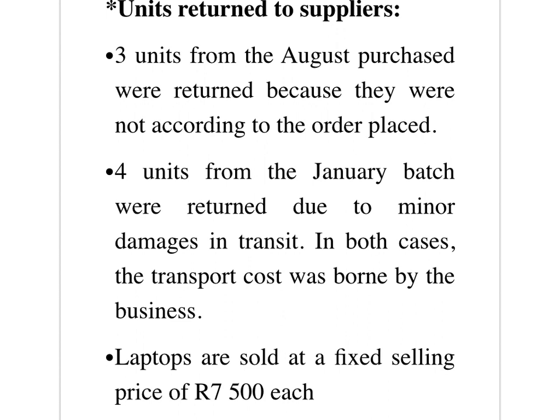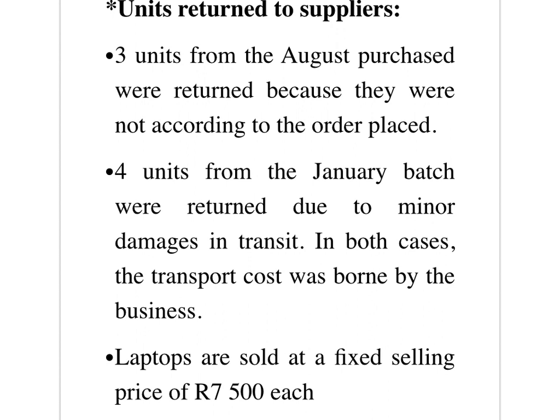So, going further down, we have 3 units from August purchased were returned because they were not according to the order placed. We are also told that 4 units from the January batch were returned due to minor damages in transit, meaning in movement of these goods to our premises.